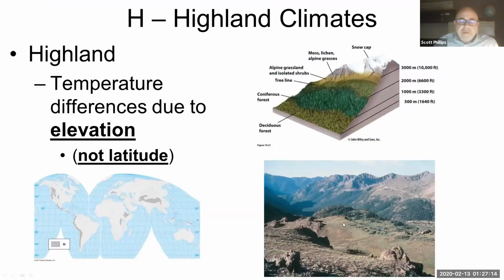Now, one thing about cold climates I want to note is that you also find cold climates at high elevations. Where this happens, we call this a highland climate. This is where you have variations in temperature that are due to elevational differences rather than latitude. So if we look at mountain ranges like the Sierra Nevada or the Rocky Mountains, you have different climate zones and vegetation zones as you move up in elevation, even if you're at the same latitude.